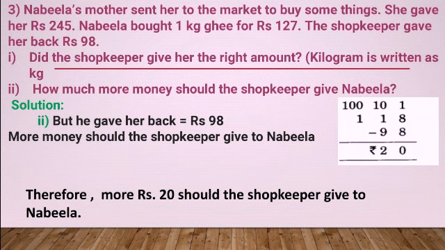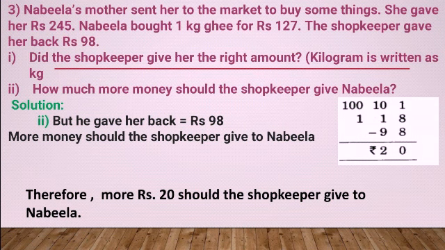See, the shopkeeper gave Nabila rupees 98, and the more money the shopkeeper should give to Nabila is 118 minus 98. So this statement will be a little bit different. We have to subtract here. 118 minus 98 equals rupees 20. So rupees 20 more should the shopkeeper give to Nabila.